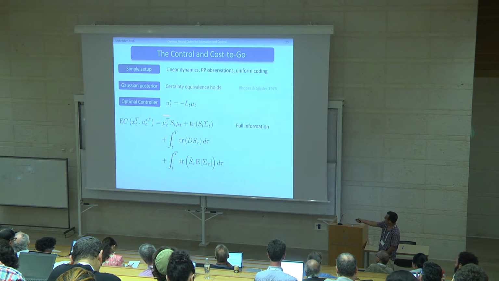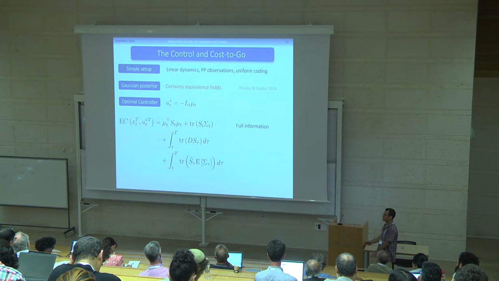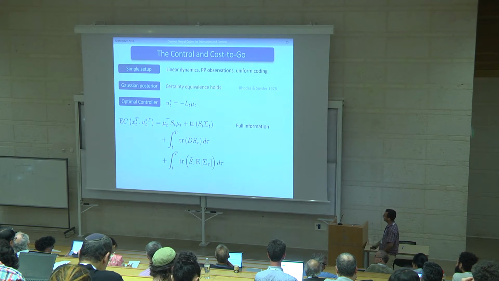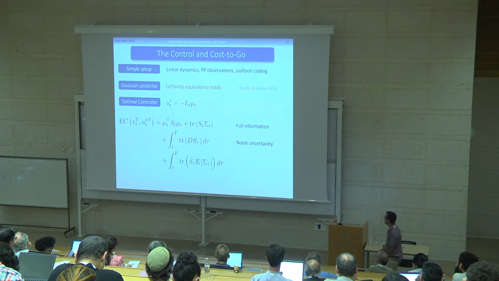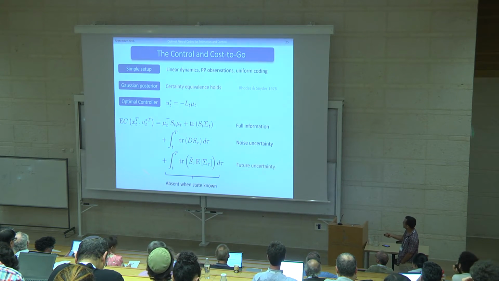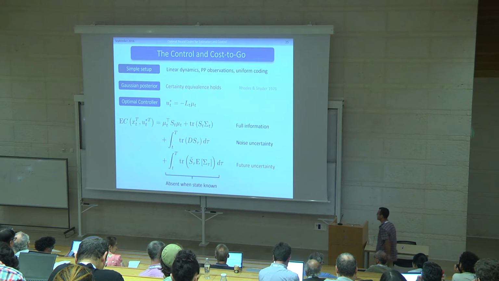So the first term is the standard term that appears in the case where you have full information about the system. This is the standard cost to go in the fully observable control problem. The second term here is just some term that depends on the noise. And the third term essentially describes your future uncertainty.